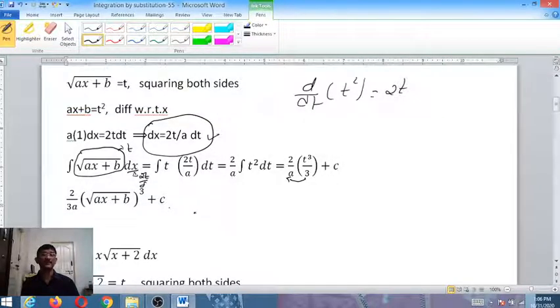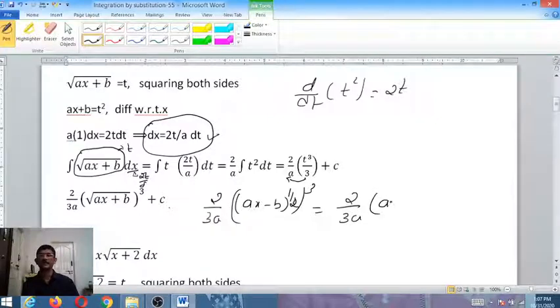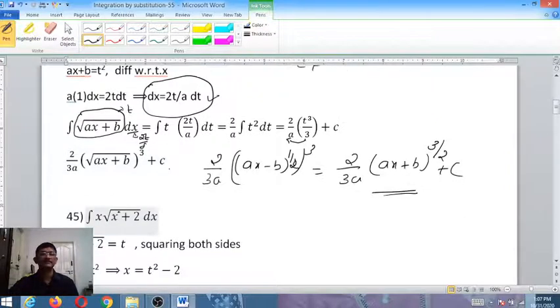Again, if you simplify this expression, which is not necessary, ax plus b to the power of half whole power 3, it can be written as 2 by 3a into ax plus b to the power of half whole power 3, which is nothing but 2 by 3a into ax plus b to the power of 3 by 2 plus c. Not necessary, it is enough to write up to this one. Come to the next one.